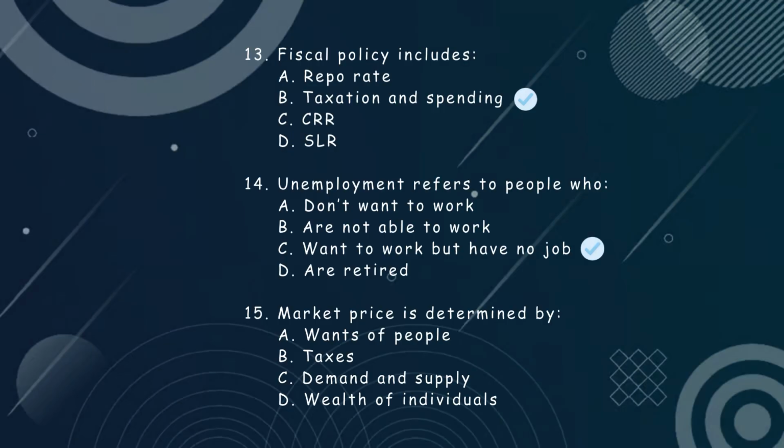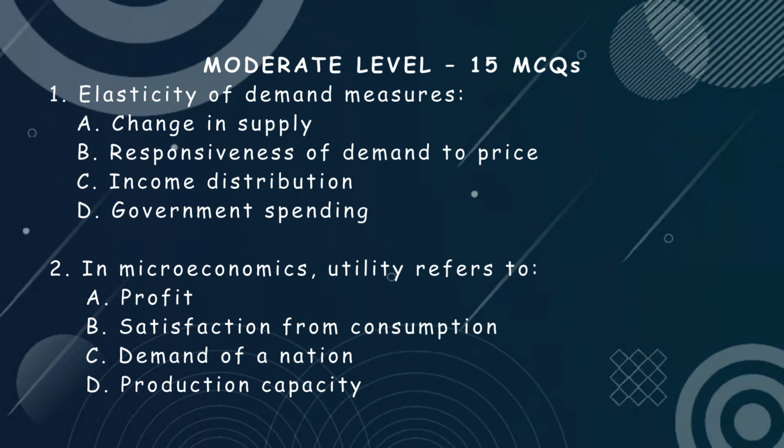Question number 15. Market price is determined by A. Wants of people. B. Taxes. C. Demand and supply. D. Wealth of individuals. Answer: C. Demand and supply. Moderate level 15 MCQs. Question number 1.